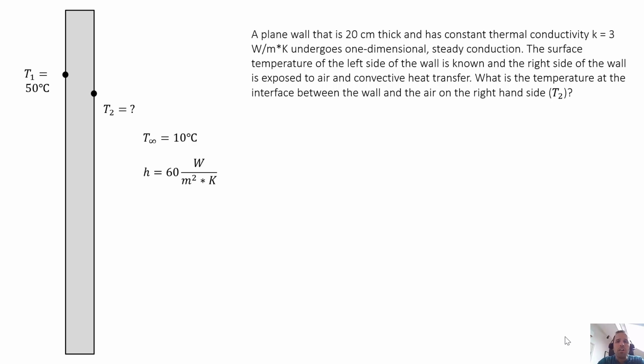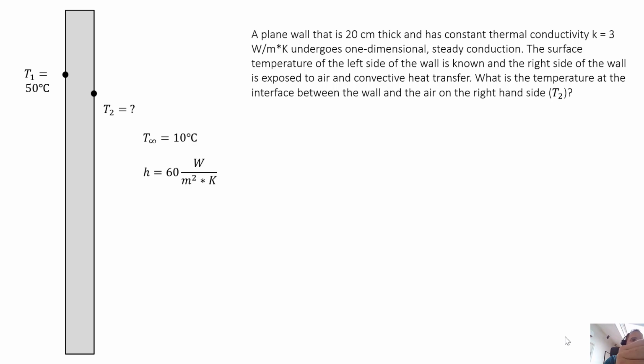A plain wall that is 20 centimeters thick and has constant thermal conductivity of k equals 3 watts per meter per Kelvin undergoes one-dimensional steady conduction. The surface temperature on the left side of the wall is known, and the right side of the wall is exposed to air and convective heat transfer. What is the temperature at the interface between the wall and the air on the right-hand side, or T2?